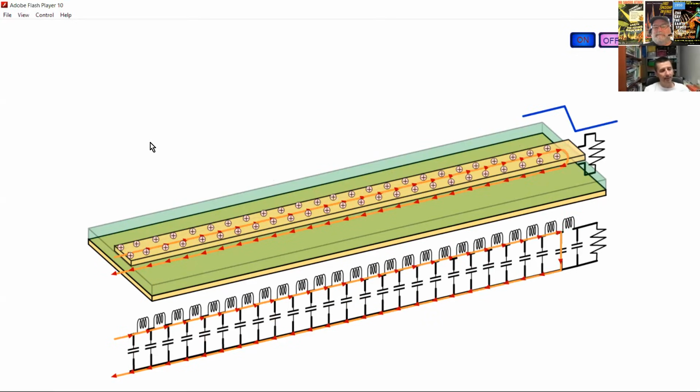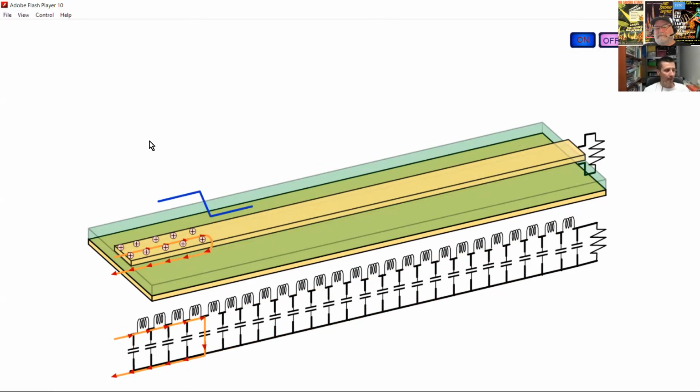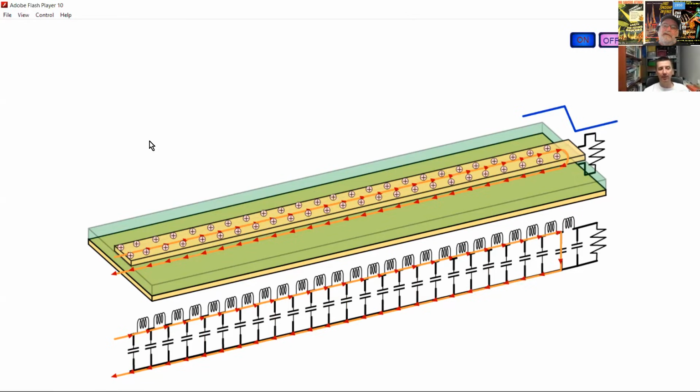Now, when there is, for example, a cut in the planes, what will happen then? How will the return current look?